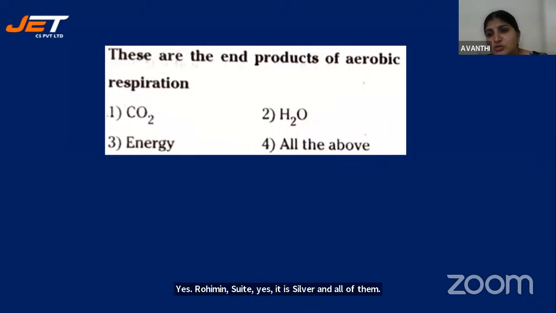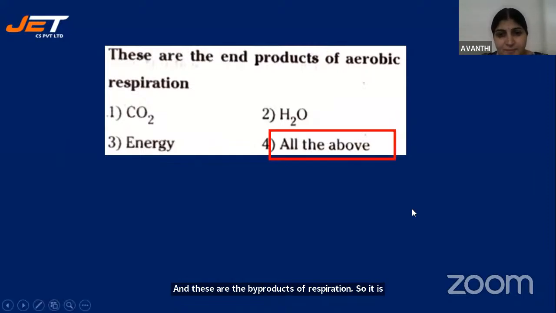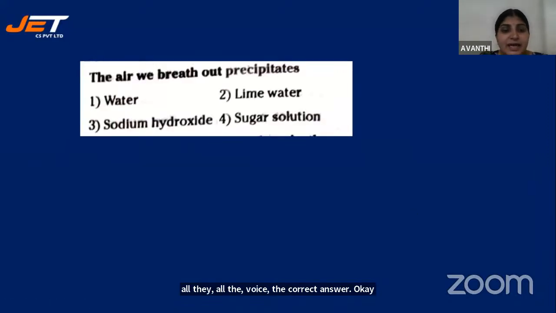Complete oxidation of the glucose will be happening in aerobic respiration. Completely, one glucose molecule will be oxidized to carbon dioxide, water, and energy. And these are the byproducts of respiration. So it is all the above. All the above is the correct answer. Okay, all the above.